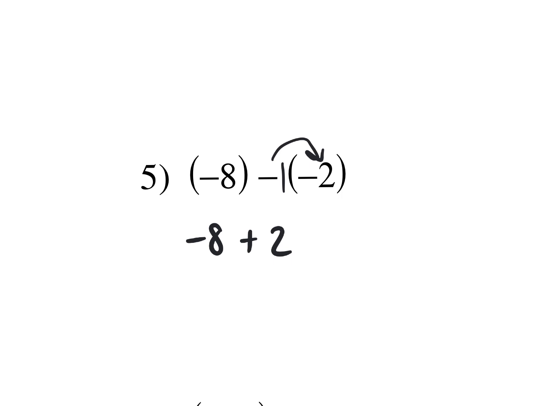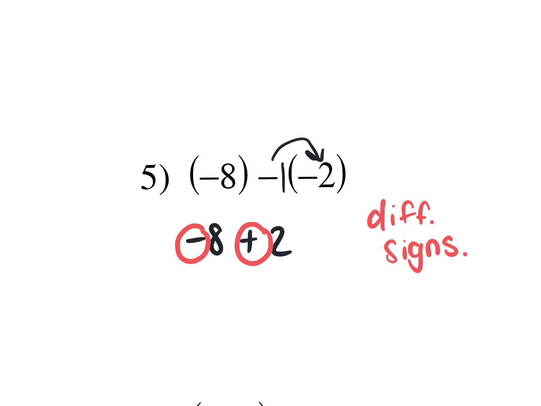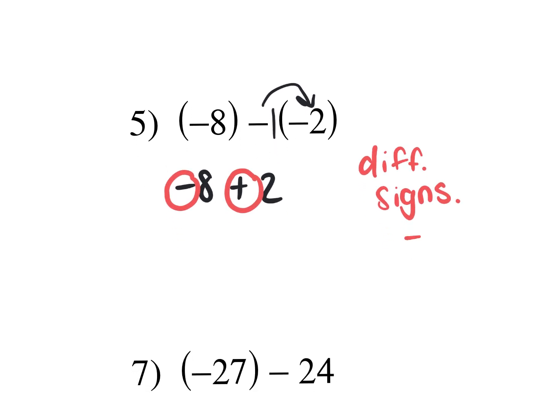Now we look at, okay, what are the signs of my two numbers? The sign of the 8 is negative, and the sign of the 2 is positive. So we have different signs. When you have different signs, you always subtract. So we're going to take the 8 and subtract 2. I always take the larger number, in terms of the number without the negative. So 8 is larger than 2. And I subtract the smaller number from it. So I take 8 minus 2 and I get 6.